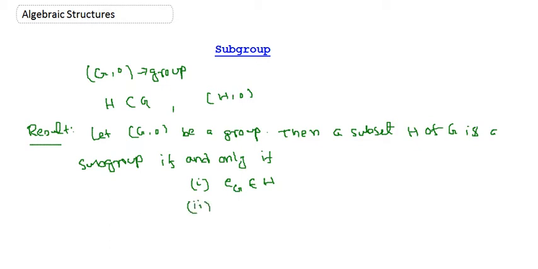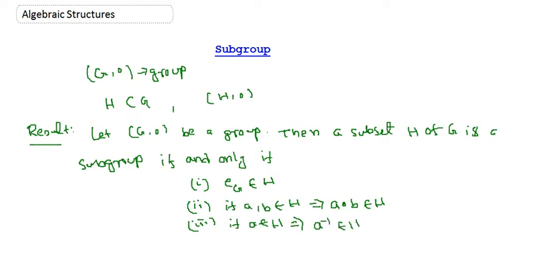The second condition is if a and b belong to H, then this implies their composition, so a compose b, also belongs to the set H. And the third condition is if a belongs to the set H, then its inverse, so a inverse, also belongs to H. If these three conditions are satisfied, then we will say that H is a subgroup of the group G.